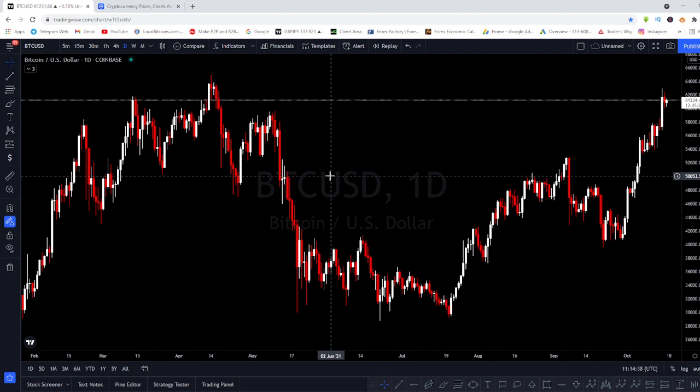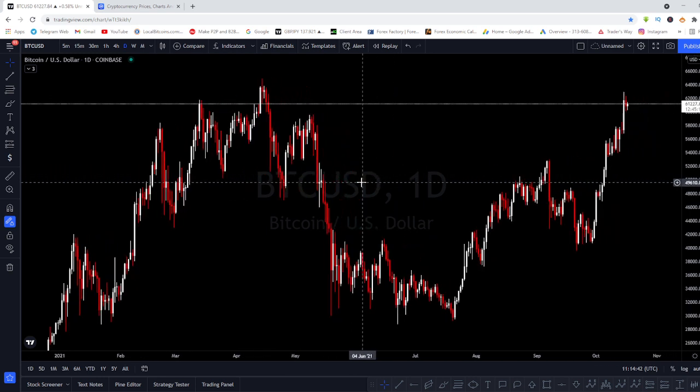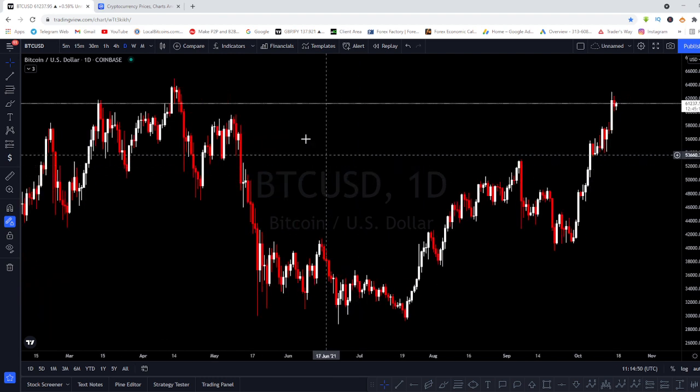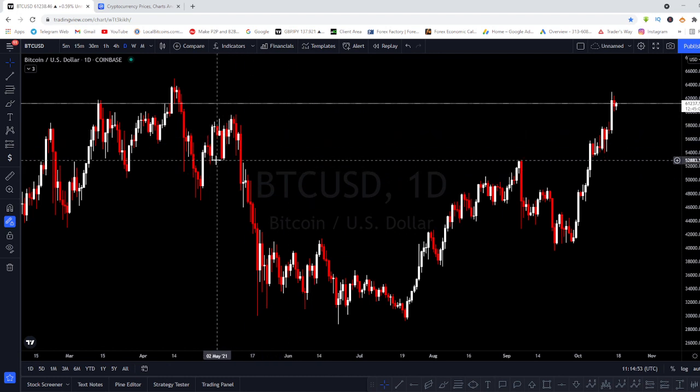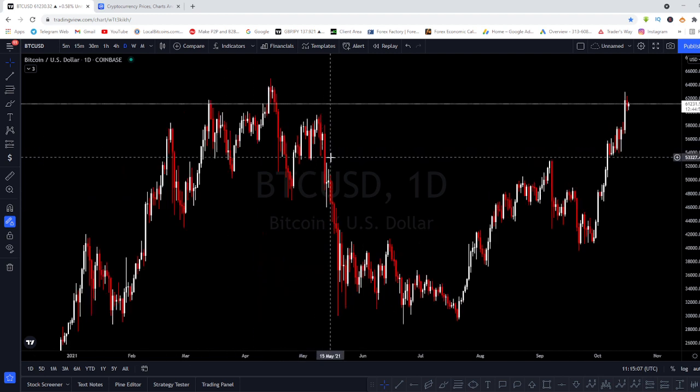This is Bitcoin daily time frame. I like to do top-down analysis whenever I'm doing an analysis, be it on cryptocurrency, currency pairs, CFDs, or indices. What I actually do on the daily time frame is start by plotting my support and resistance. At maximum of five, five max support and resistance. That's what I put on the daily time frame whenever I'm doing a top-down analysis.